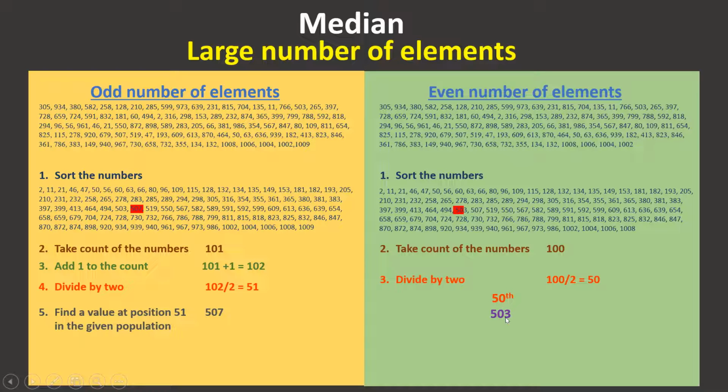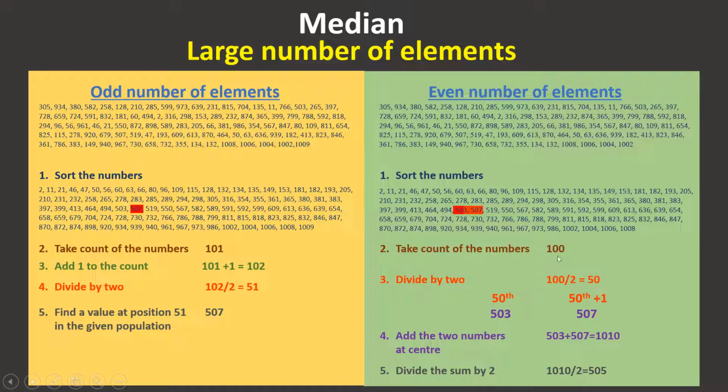We get that. Now the second number we need to take is whatever we got over here plus 1. So here we got 50, and then just add 1. Then you will get the position number, which is the 51st. Then you look for the number at the 51st position, which is 507 over here. Now just add these two numbers together and divide by 2, and whatever number you get is the median of an even number of elements.